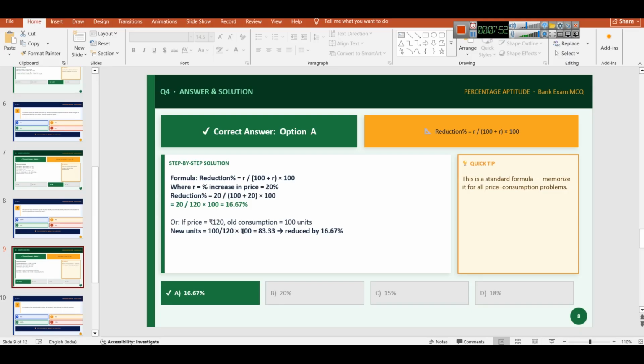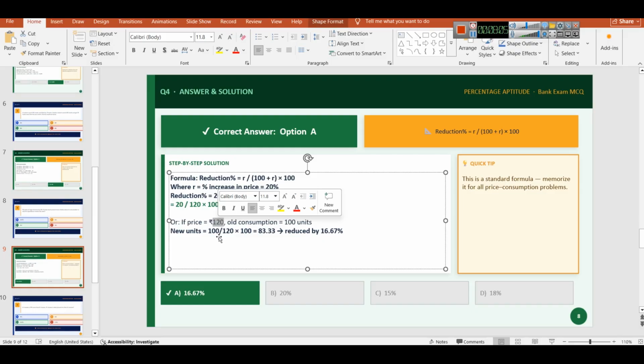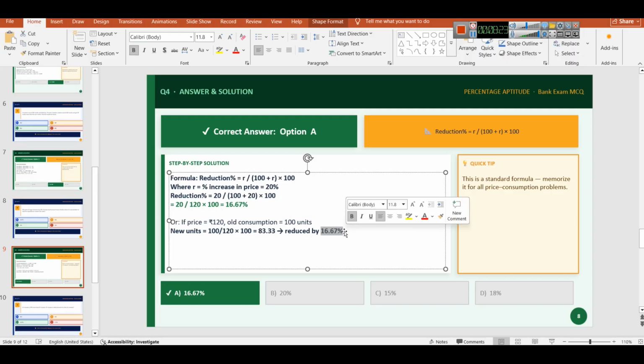And let's say old consumption was 100 units. New consumption will be 100 divided by 120 into 100. Whatever you have got here, you divide it by 100 and then multiply by 100 and you will get your percentage. So this will be the new consumption, and new consumption is reduced from 100. If you subtract it, it will be 16.6. So that's why in exams, just remember this formula, R by 100 plus R into 100.